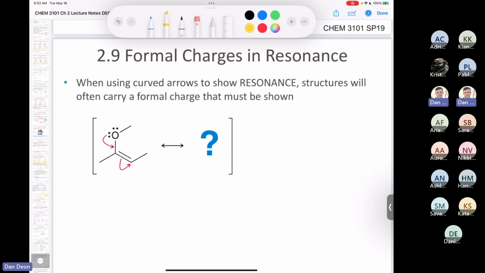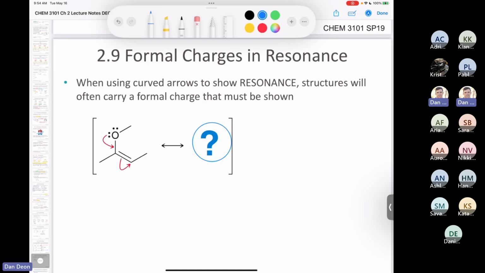So it says when using curved arrows to show resonance structures, we often carry a formal charge. I'm going to give you a second to try to draw the result of these two curved arrows, to draw what you would get when you're done. What's the question mark? Could anybody tell me which atom is going to have a positive charge on it? Could anybody describe it to me in the chat, or unmute their mic and just yell it out? Which atom is going to have a positive charge on it? It's the oxygen, isn't it? Yeah, absolutely. The oxygen is going to have a positive charge, isn't it?